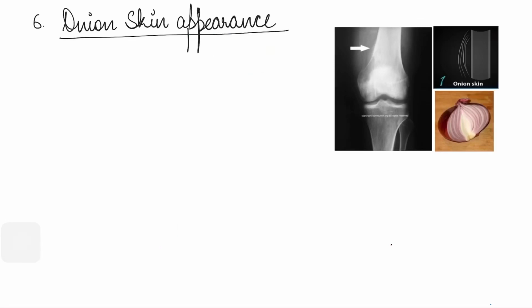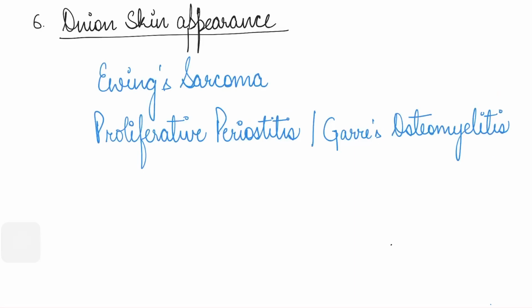Onion skin appearance can happen only in diseases when there is excessive proliferation. Actually the cortical bone is proliferating and it appears as onion skins. There are two major diseases that we see onion skin appearance in. These are Ewing sarcoma and proliferative periostitis. It is also known as Garre's osteomyelitis. Ewing sarcoma is a malignant disorder, so it has to have the proliferation of the cortical plate. And proliferative periostitis, the name suggests that there is a proliferation process going on. So these two are the major diseases where we see onion skin appearance of the bone in the radiograph.